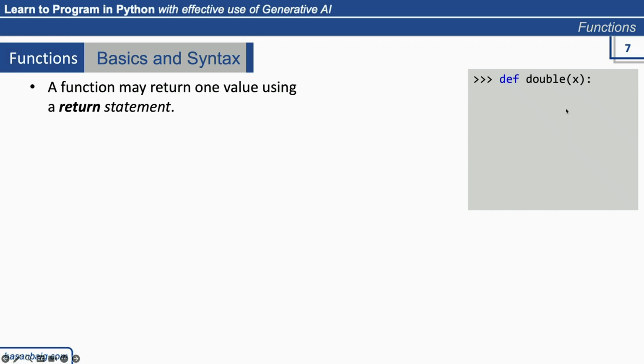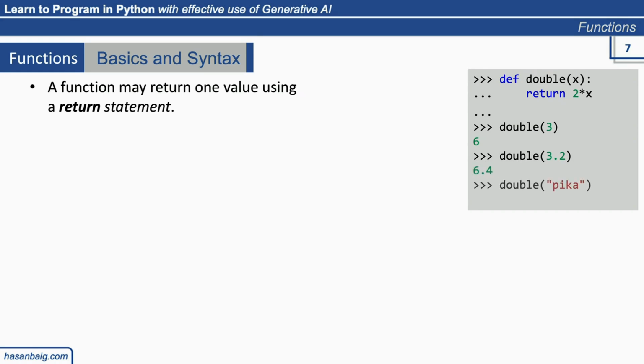Let's take this example. These three arrows, recall, are the notation of the terminal prompt. Let's say we have a function definition, double is the name of the function. It takes one input, performs a multiplication by 2, and then returns that value back. If I call this function double with the value 3, what do you think it will return? It should return 6. And if I call it with 3.2, it should return 6.4. What about this now?